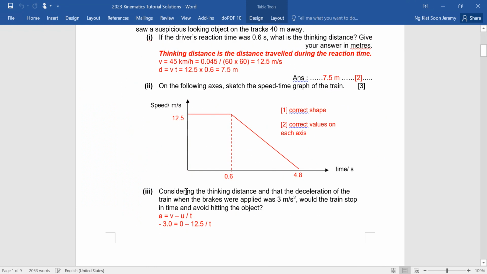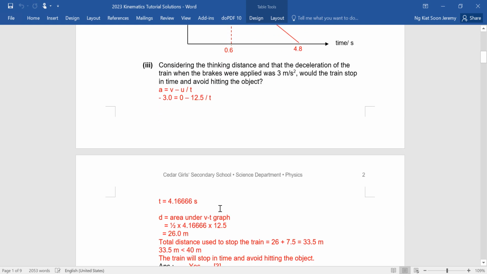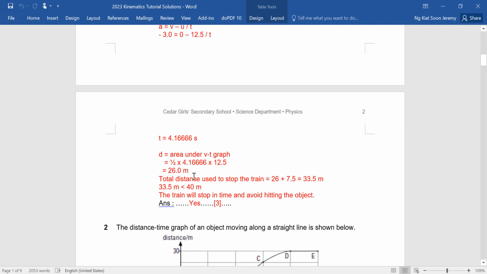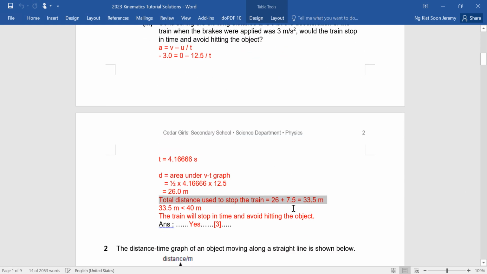Again, we have already discussed this. Do note that what I calculated was from here to here. If you want to put a number here, it should be 4.16 plus 0.6, which is approximately 4.8. That's why the value here is 4.8. You can look at the working that's being done. The total area under the graph is this: 26 is the area under the rectangle, and 7.5 is the area under the triangle. So the total distance traveled by the train is 33.5, which is smaller than 40. Therefore, the train will stop in time and avoid hitting the object.